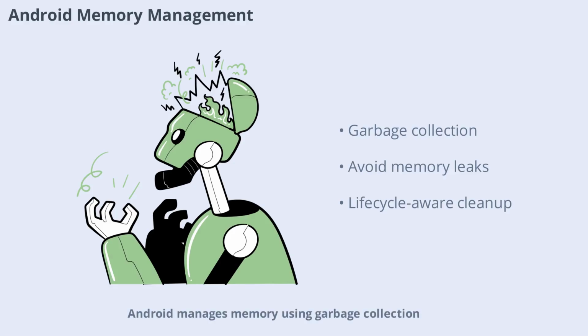Android manages memory using garbage collection, memory allocation based on component lifecycle, and low memory management. To avoid memory leaks, use weak references, avoid long-lived context references, and leverage lifecycle-aware components like ViewModel and LiveData. Clean up resources in lifecycle methods and use tools like Android Profiler or LeakCanary for analysis. Proper memory management ensures app stability and performance.